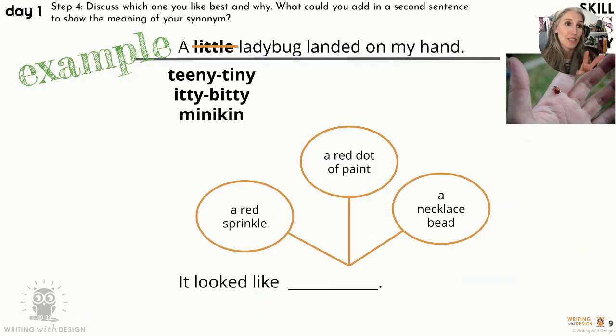So you have 2 choices on step 4. You get to choose which synonym you want to use, and then you get to choose which of the 3 options for that second sentence, which of the 3 details you want to pull into your sentence. And if you have another idea of something else besides a sprinkle or a dot of paint or a necklace bead that references the size of the ladybug, great. You can change that out in that final sentence. We just want to make sure that that sentence starts with "it looked like," and you're telling something that really indicates how tiny, how little, how mannequin, how teeny tiny, how itty bitty that ladybug is.